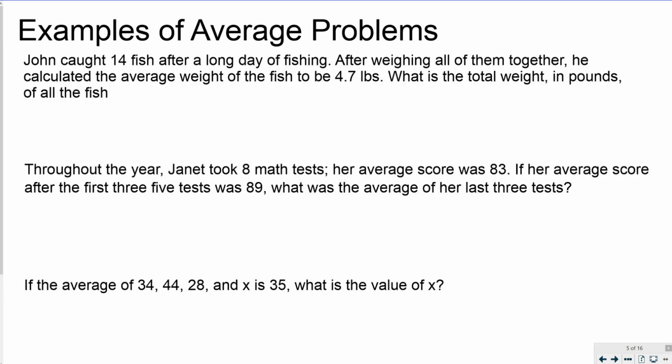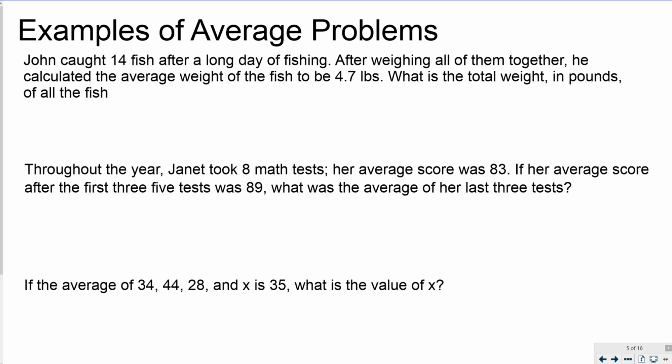So, examples of average problems. I'm just going to work them out for you, and then you can go ahead and get them down here. John caught 14 fish after a long day of fishing. After weighing all of them together, he calculated the average weight to be 4.7 pounds. What is the total weight in pounds of the fish? Essentially, this is asking us what was the total of the 14 fish.